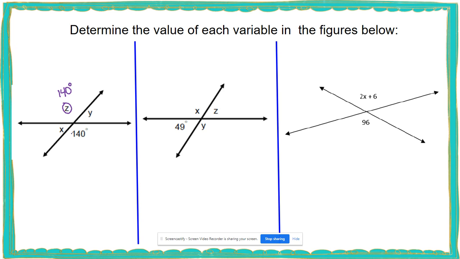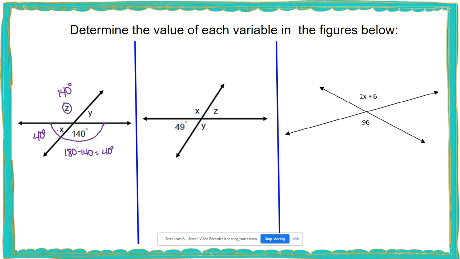So I'm going to think about what I know here. I know that each of these is a straight line, and every straight line has a measure of 180 degrees. I know that right here, this 180-degree line is split into two angles. It's split into x and 140. So if I need to find out what x equals, I'm going to do 180 minus 140. And when I do 180 minus 140, I get 40 degrees. So that means x equals 40 degrees.